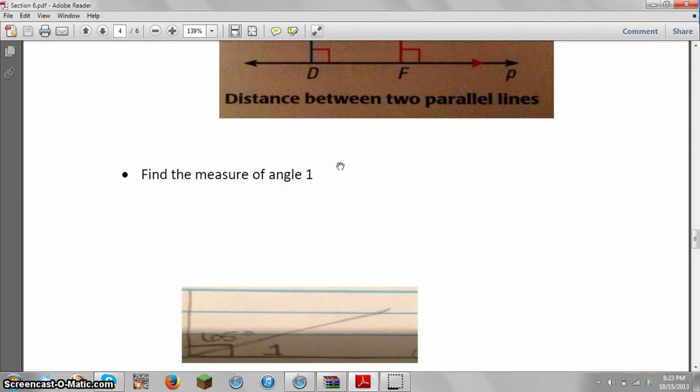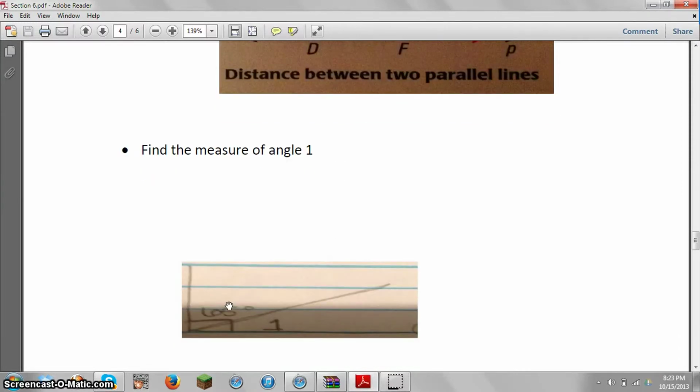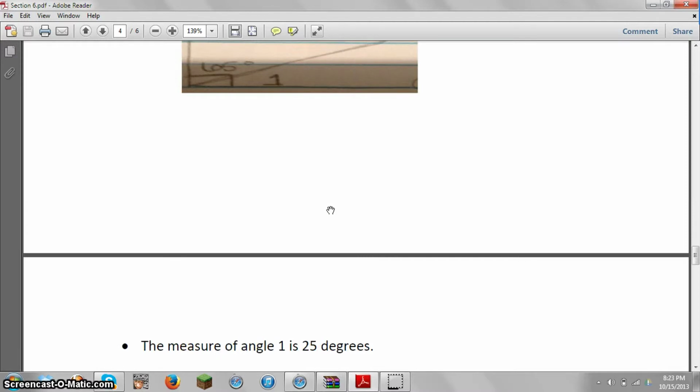Find the measure of angle 1. What you want to do is subtract 65 from 90 to get 25 degrees. The measure of angle 1 is 25 degrees.